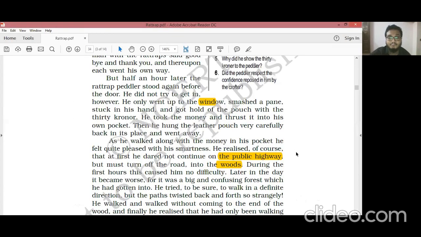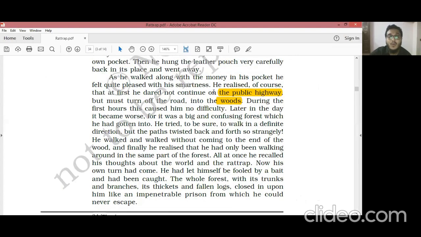Similarly here, seeing the money, what happened? Exactly the same way. What was this money compared to, or a bait for whom? For the rat trap seller, peddler, vagabond. So when will he understand this? Let's see. During the first hours, this caused him no difficulty. Later in the day, he had gotten into the deep forest.